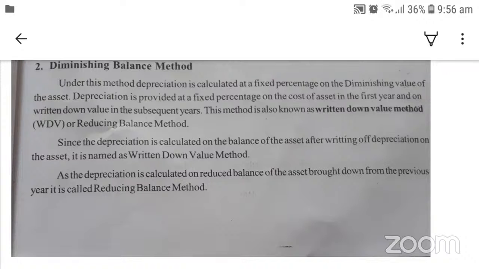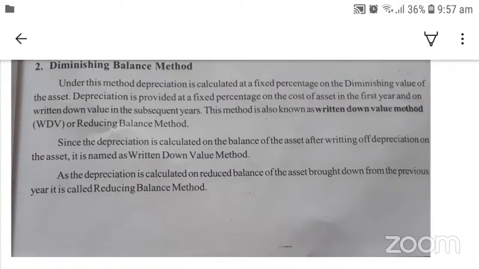As the depreciation is calculated on the reduced balance of the asset brought down from the previous year, it is called the reducing balance method. For the first year, we will calculate on the original cost, but from the next year onwards, we will calculate the depreciation on the written down value of the asset. The balance will be reduced every year, and on the reduced amount only we will calculate the depreciation. So it is called the written down value or reducing balance method.